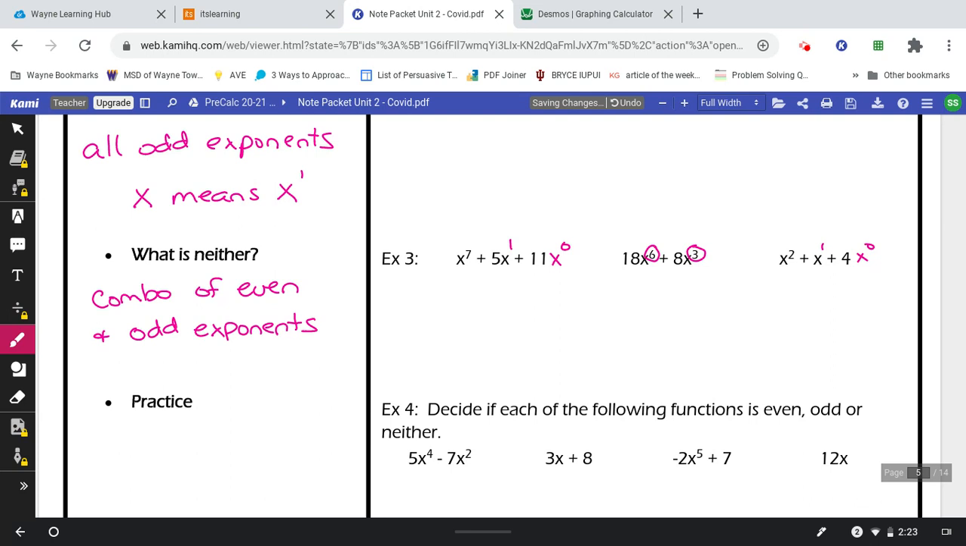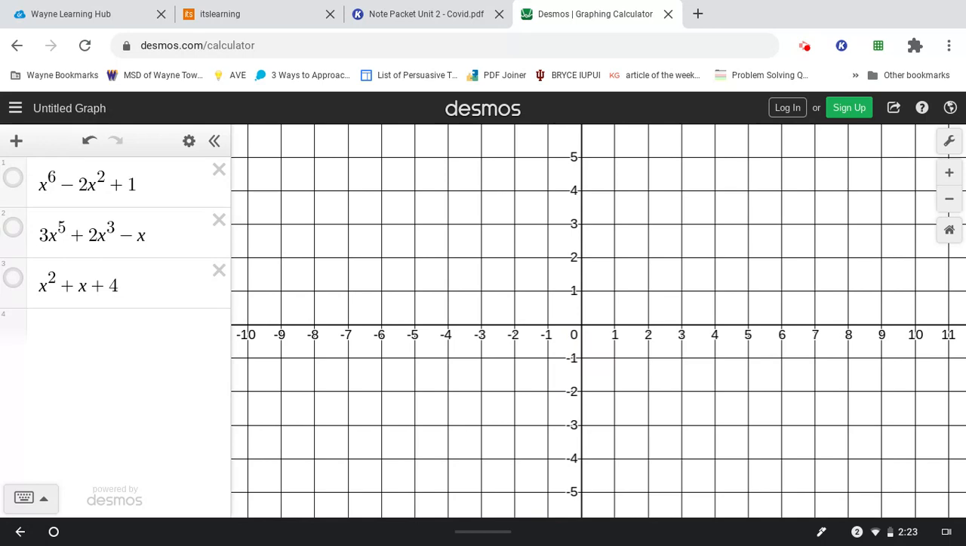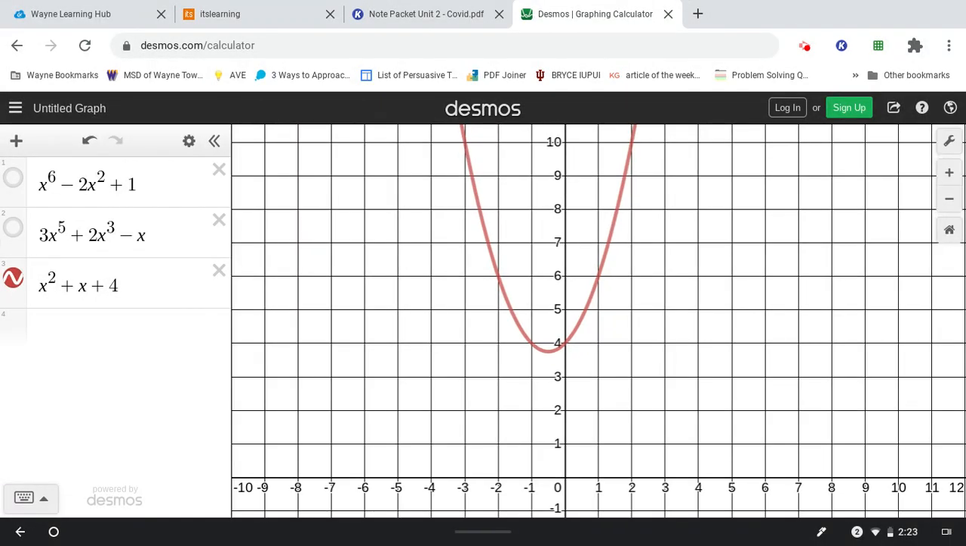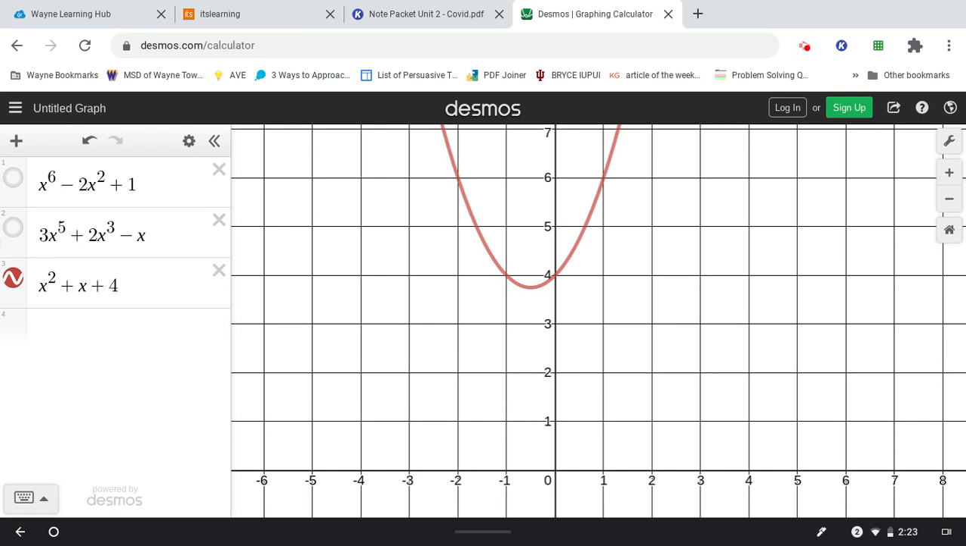Let me show you that last one graph just so you can see. Looks like this. So it's a parabola, and it almost is centered, but not quite. Notice how it's a little bit off. So that would be an example of something that's neither.